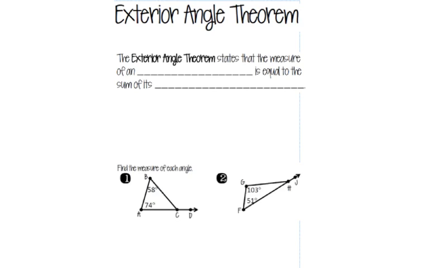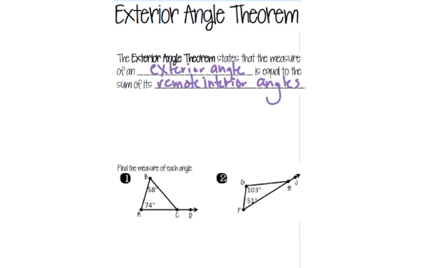So now the exterior angle theorem. The exterior angle theorem states that the measure of an exterior angle is equal to the sum of its remote interior angles. Alright, so we labeled those.